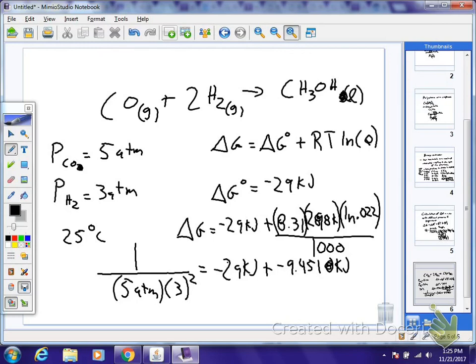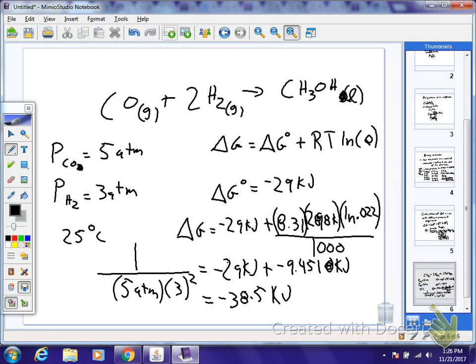Okay, so this final answer is a negative 38.5 kilojoules. Now, the delta G went from a negative 29 to negative 38.5. So it's even going to favor a more spontaneous reaction because it's a higher negative number. Delta G is more negative, which implies the reaction is more spontaneous at pressures greater than 1 atmosphere.